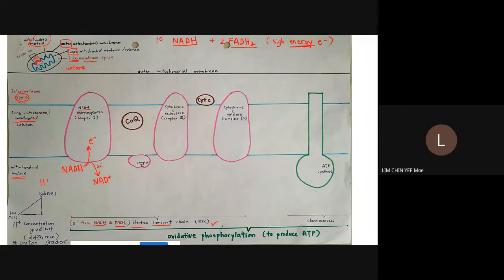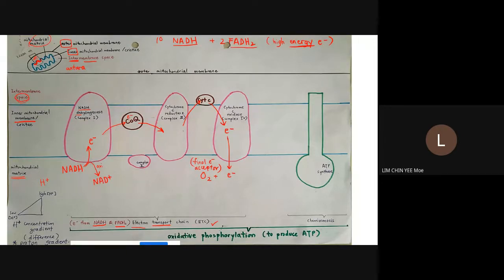CoQ. Good job. It goes to CoQ. And then dari CoQ, dia pergi dekat complex 3, and then complex 3 pergi dekat cytochrome C, and then cytochrome C pergi dekat complex 4, and lastly, this electron will go to oxygen. Very good, oxygen molecule, which is the final electron acceptor. That's how the electron from NADH ends up in the oxygen.